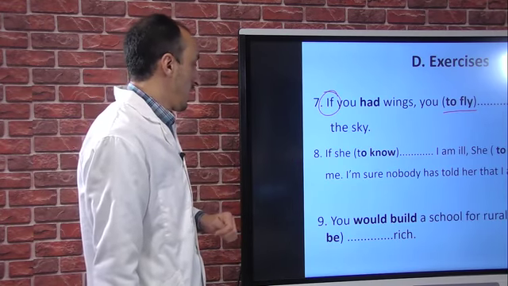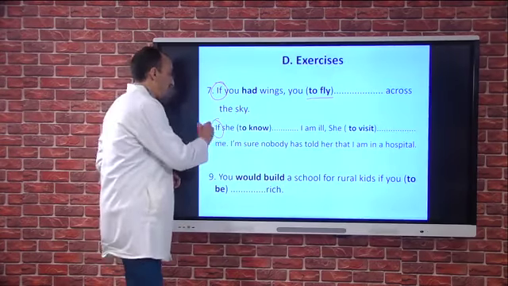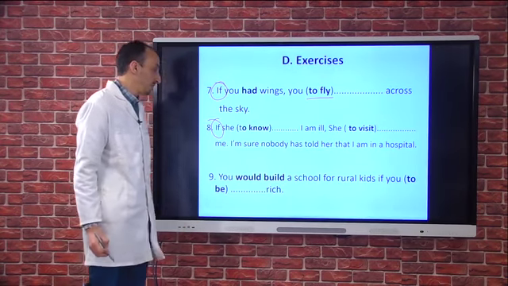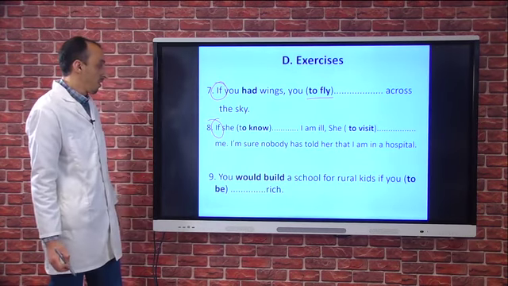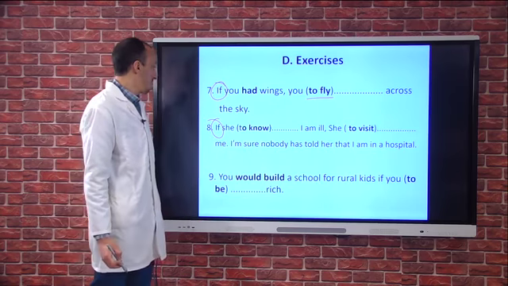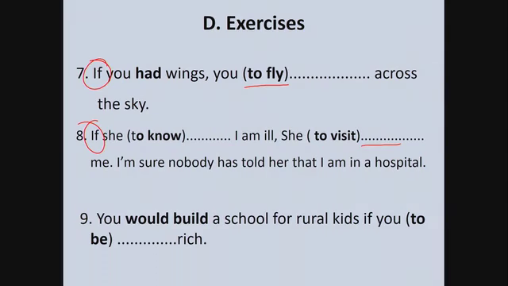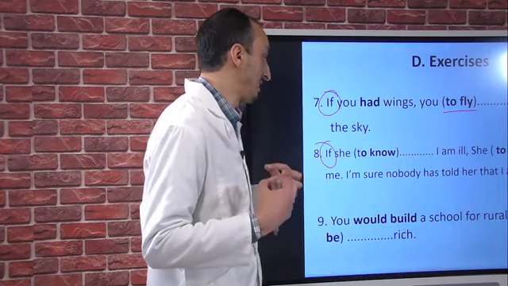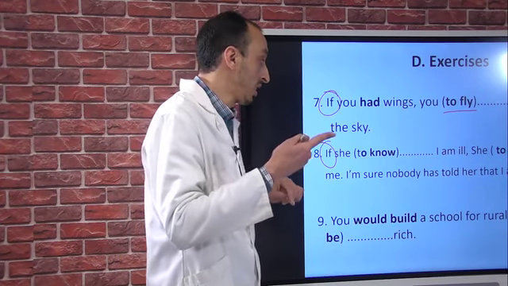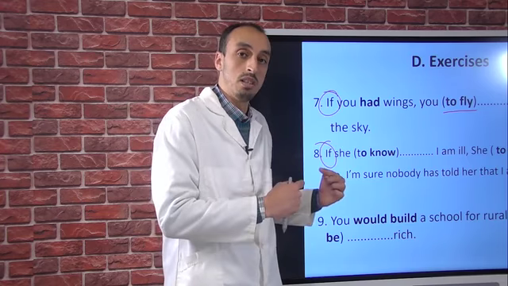8, if she, again, we are looking for the verb in the if clause. Also we are going to look for the verb in the main clause. So, if she, to know. I am ill. She, the verb to visit. I'm very sure, I'm certain that nobody has told her that I'm in the hospital.